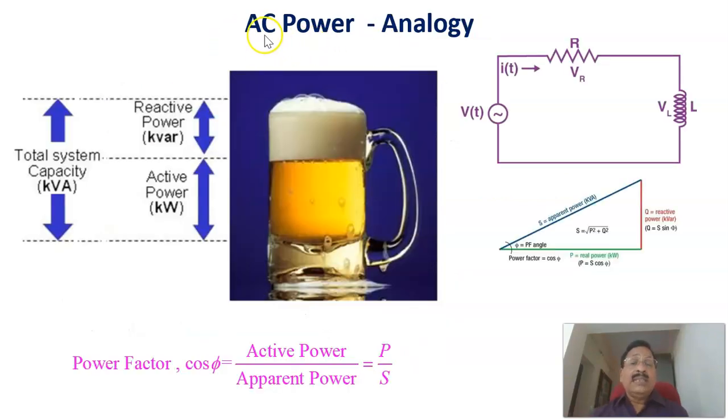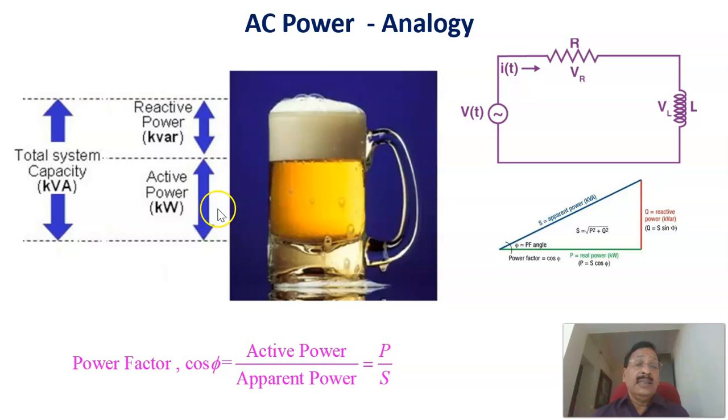This is the same thing I already explained, the AC power analogy. A cocktail is kept in a glass, and the height of the cocktail, that is the useful one, represents the active power. The foam above that is not useful, but it is also necessary. That is why it represents the reactive power, kVAR. The summation of that, the total size of the glass, includes the active power and the reactive power, and represents the total capacity, called volt ampere, kVA.